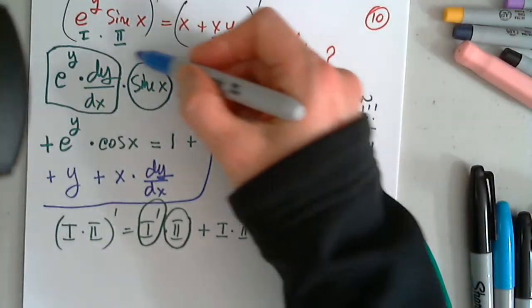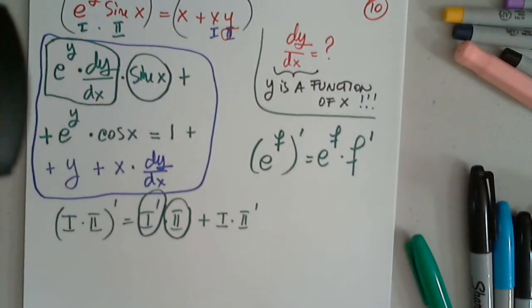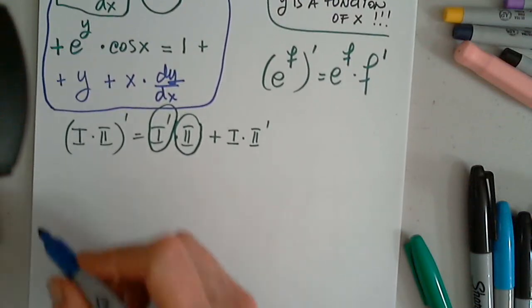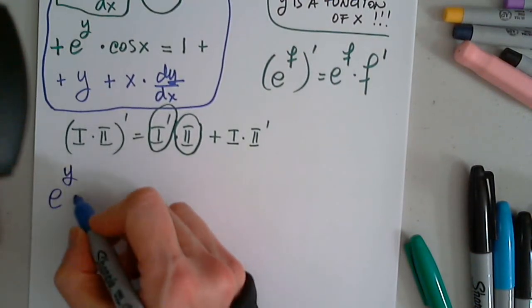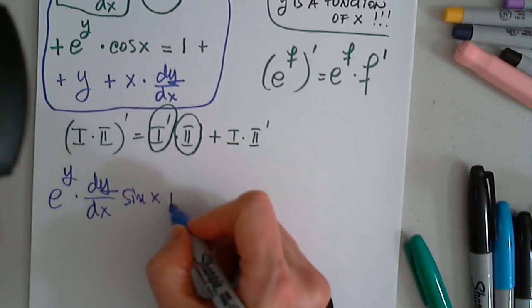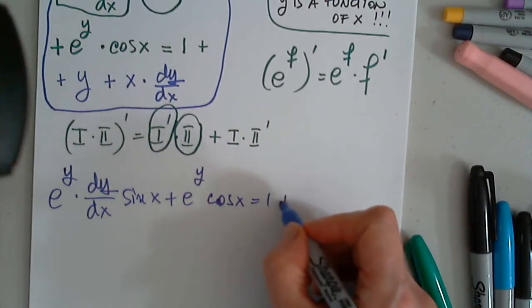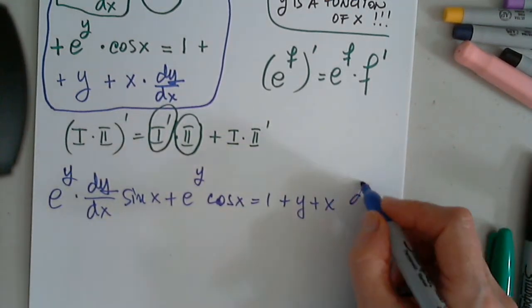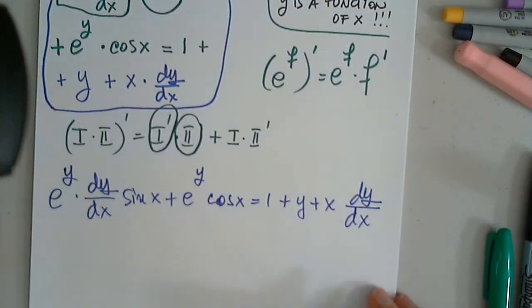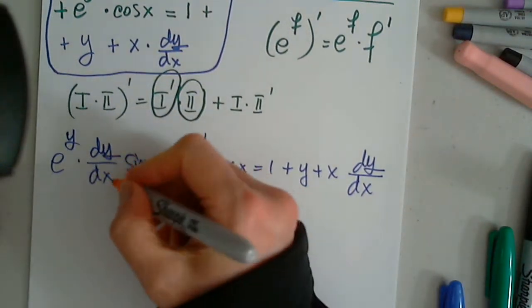Okay, so this is what I got. I will write it again because it's squeezed here in a corner because I wrote all sorts of stuff around it. So I'm writing it again, so you don't have to. dy over dx times sine x plus e to y cosine x equals 1 plus y plus x dy over dx. And as we know, this is what we are after.